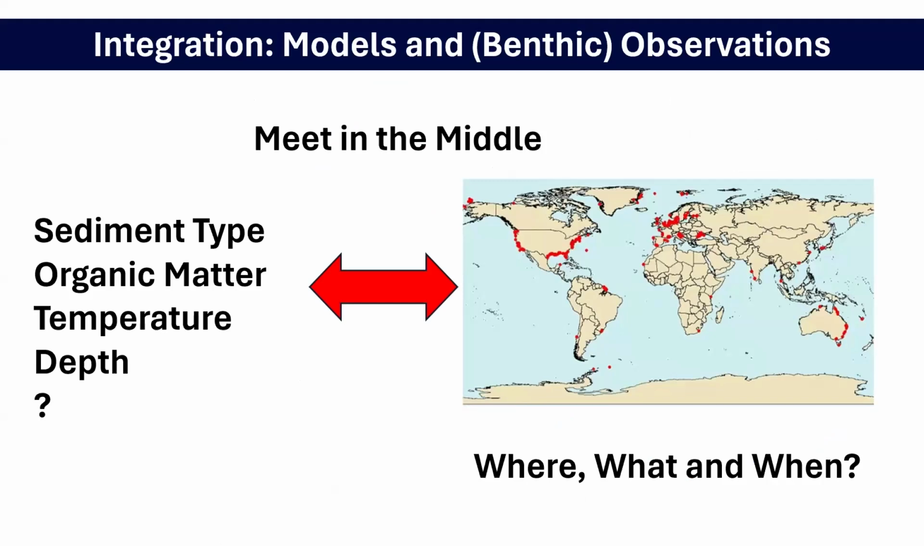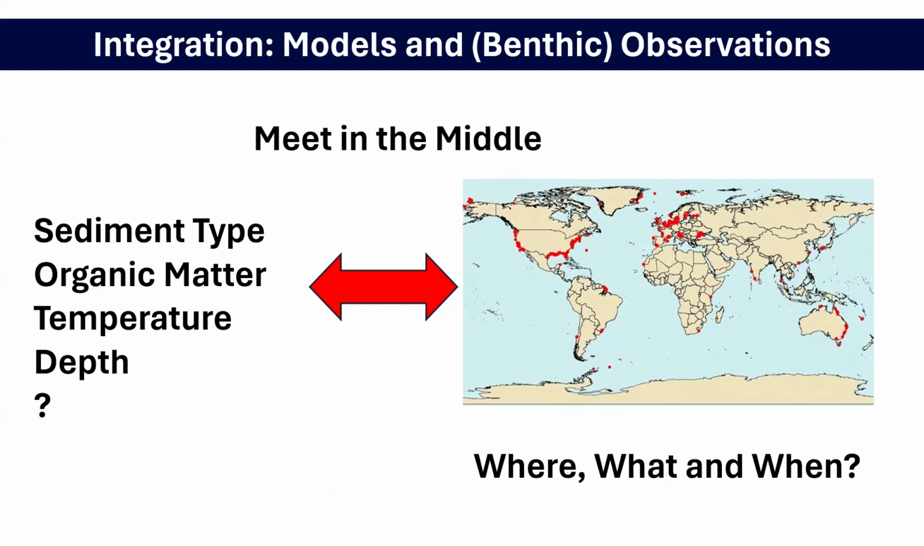So how do we begin to integrate some of this data with models? I'll go through a few slides here. How do we integrate those observations with the models? We need to figure out how to meet in the middle. We need to talk a little bit more and figure out where we need to be. In terms of modeling, right now we don't have a ton of levers to pull, but how can we put in some of these simple ones like sediment type, organic matter, temperature, and depth? What are the other critical factors that we can integrate to really improve the models?